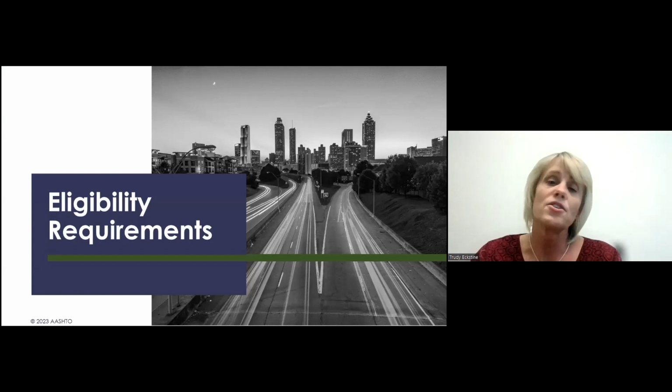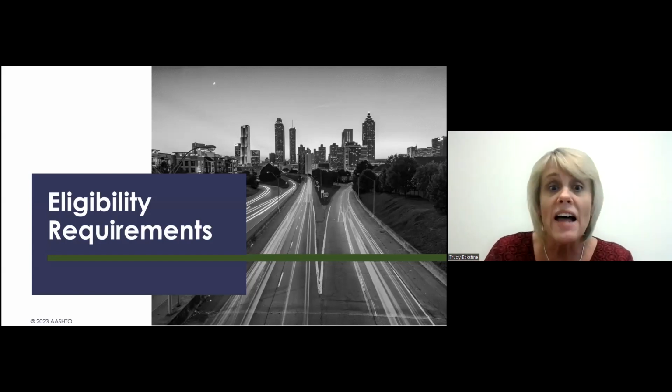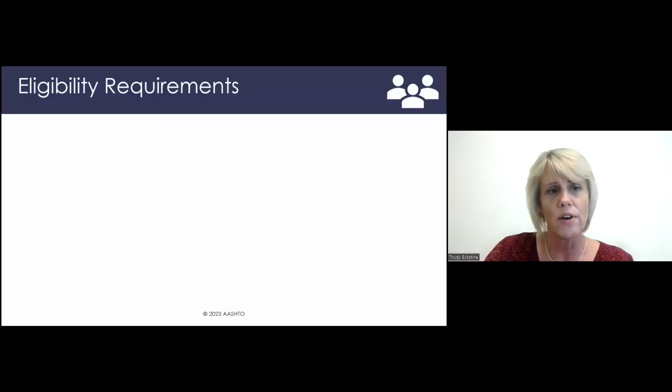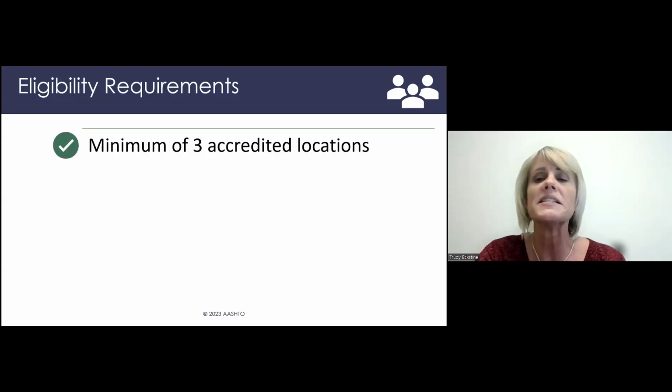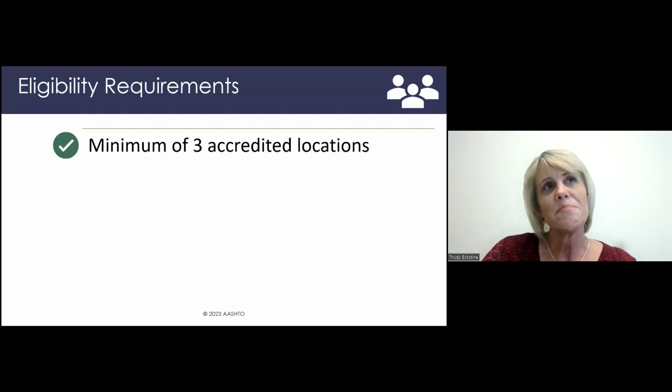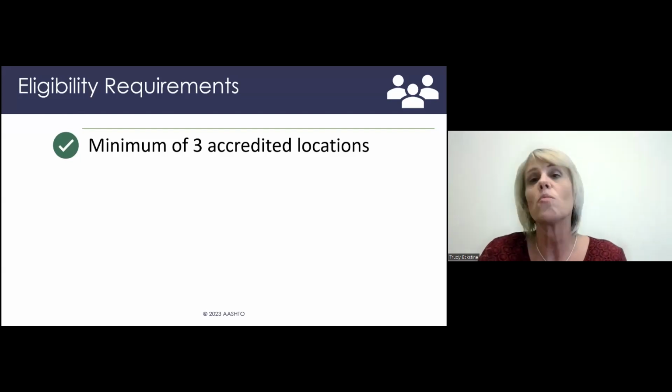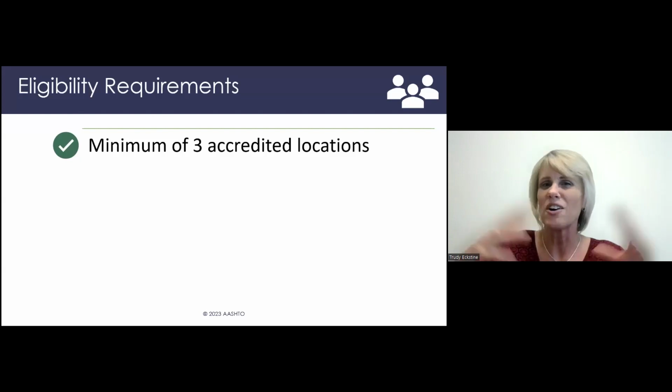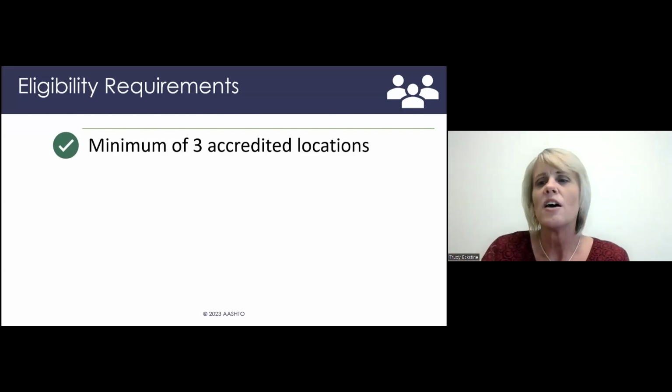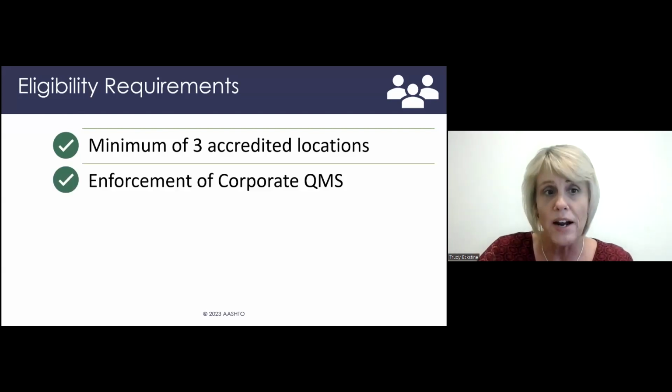Okay. So one of the requirements, who's eligible to be in this program? So we're going to talk about a few things. And one of the requirements is a laboratory has to have at least 3 accredited locations. To be a corporate, you've got to have more than one, of course. And then if you have 2 lab locations, are you really like a corporate wide level? So we kind of brought in the number 3. So you have to have 3 accredited locations in order to participate in this program.